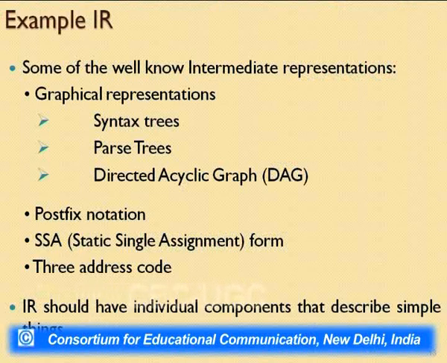Okay, some examples of IR. Some of the well-known intermediate representations can be talked about in the following categories. They can be graphical representations, for example, syntax trees, parse trees, directed acyclic graphs. These are also intermediate representations. These are the forms in which our source code is represented intermediately, and these are the graphical forms, not the non-graphical forms. That's why we see the words tree and graph. So these are the graphical forms in which we can have our intermediate code.